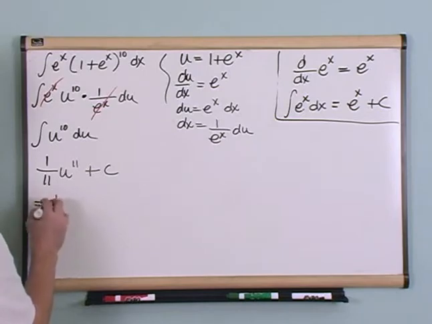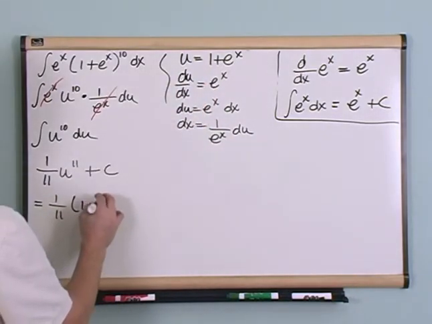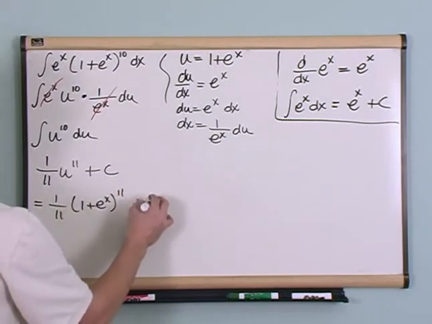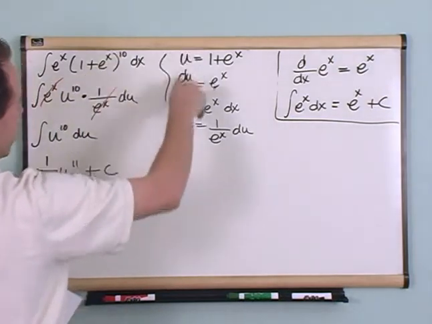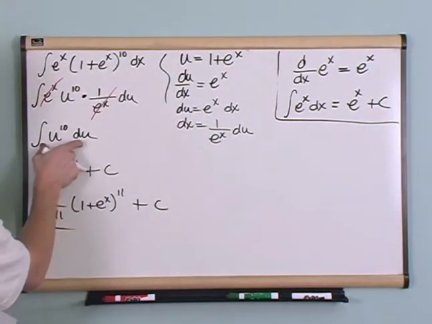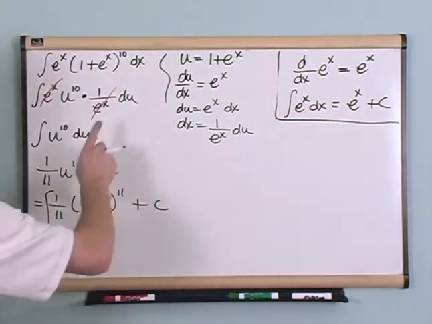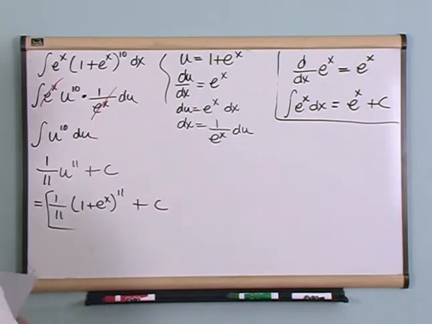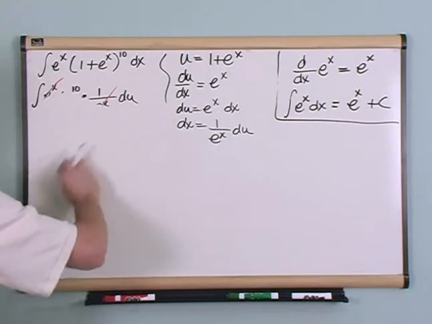And so what you're going to end up with is 1 over 11. And in the end, you don't want to have your answer in terms of u. You want to have it in terms of x. So (1 plus e to the x) to the 11th power plus a constant. And that's the answer. So you just picked a substitution, you did all the mechanics, something canceled, and you ended up with an integral that you knew how to solve. And in the end, you didn't really have to use this too much. You ended up having to use the property and to know how to take that derivative, but you didn't actually integrate the exponential itself.